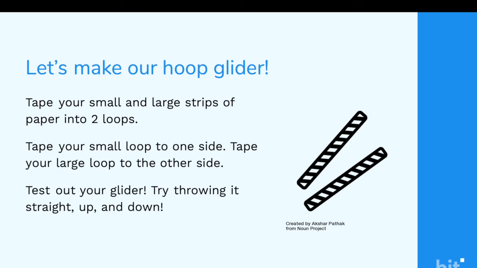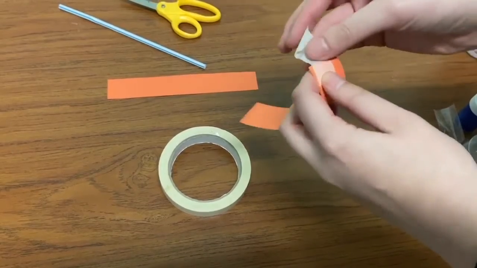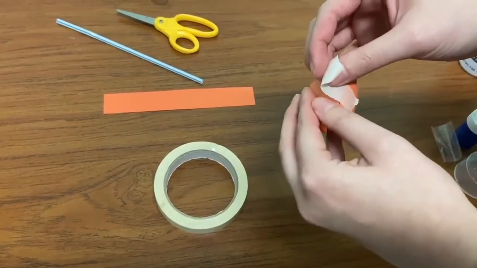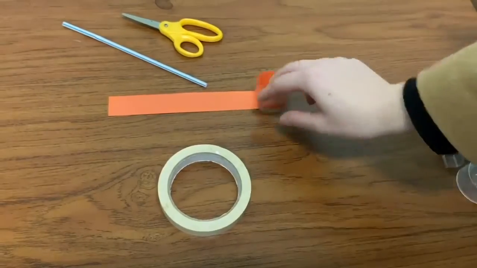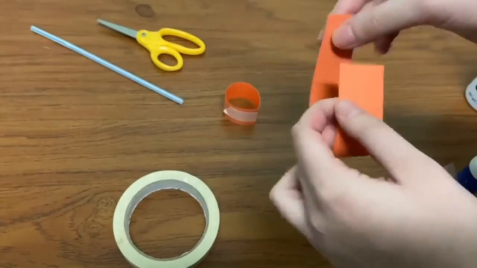Next, the class will start the build. Make sure the loops are taped together well and are taped in the same way on both sides. Ask the teacher where the students will go to throw and test the hoop gliders. If they're going to test them outside, make sure they wait and do not throw them in the classroom.